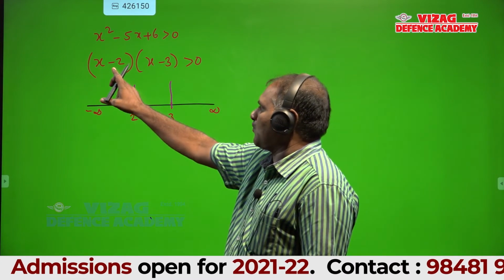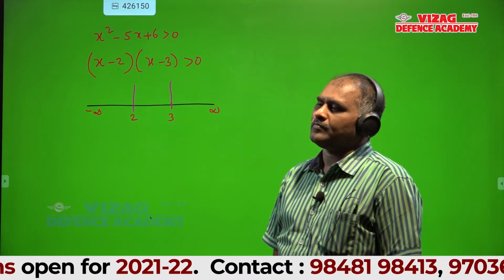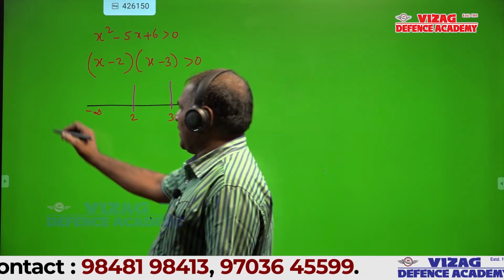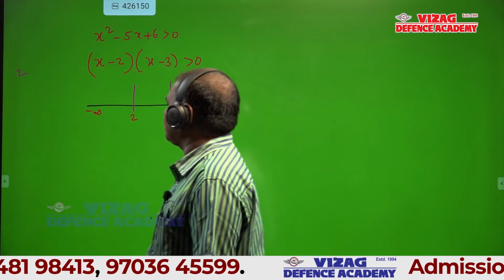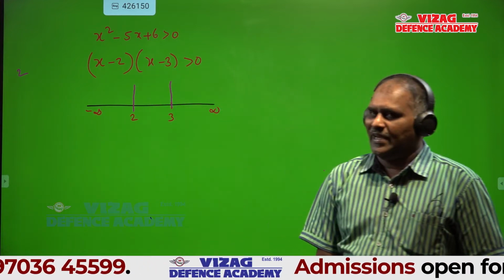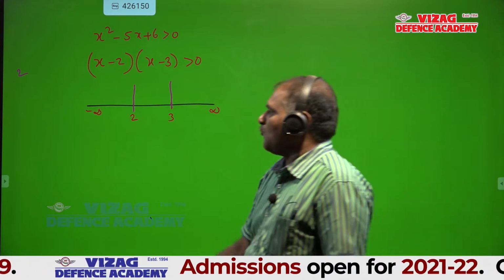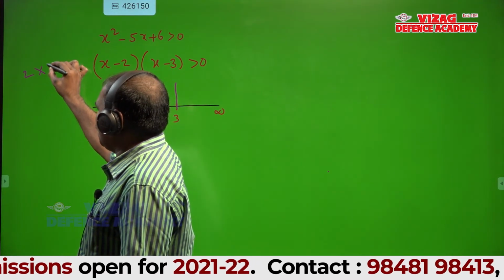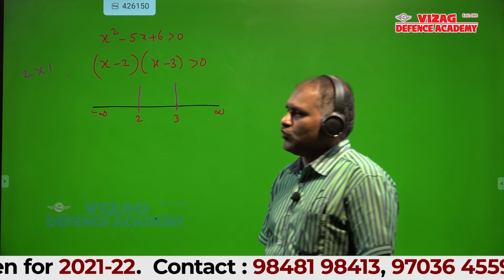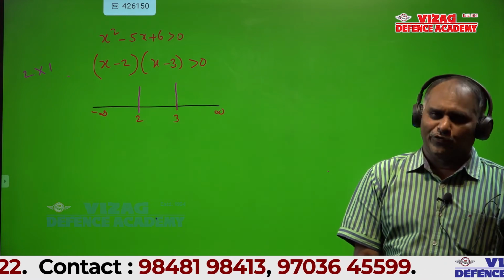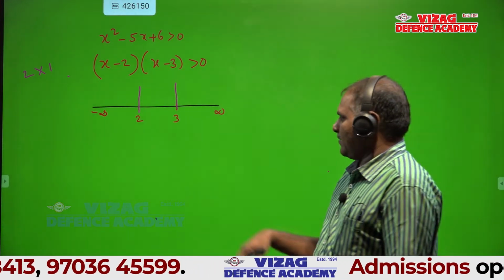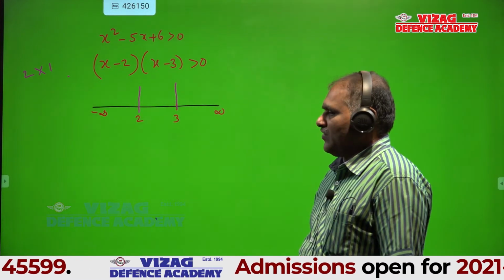What is 4 minus 2? 2. What is 4 minus 3? 1. Therefore 2 into 1. Is 2 into 1 positive or negative? Positive.